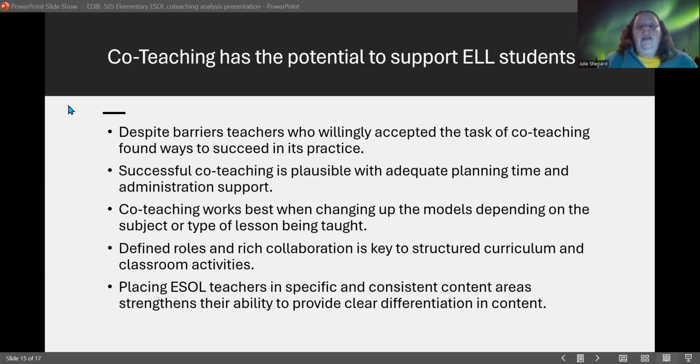Despite the barriers, they found in the study over a 3-year period ways where co-teaching could work and could succeed. They found that it is plausible with the adequate planning time and administrative support, and that the models need to be always changed up. You can't just settle on one model. It needs to move and it needs to change. And that rich collaboration time is necessary, or else the co-teaching model doesn't work.